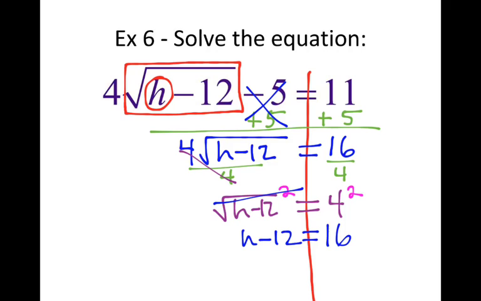And one more thing to get the h by itself. 12's on the left cancel, leaving h. And on the right side, 16 plus 12 is 28.